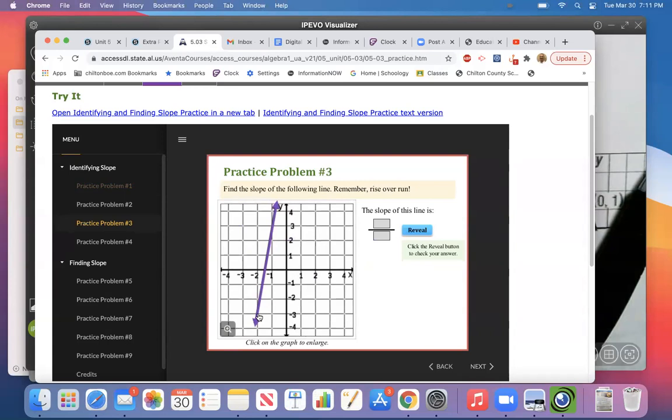This has a positive slope. It goes through the grid here. Rise 1, 2, 3, 4, 5, 6, run 1. It looks like it goes through the grid here and here, which is a rise of 6, run 1.